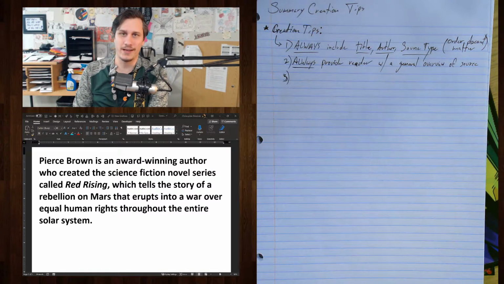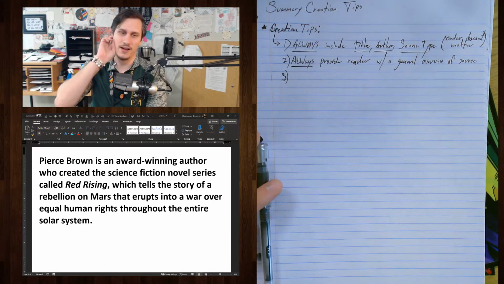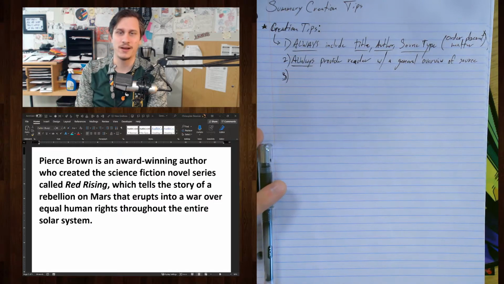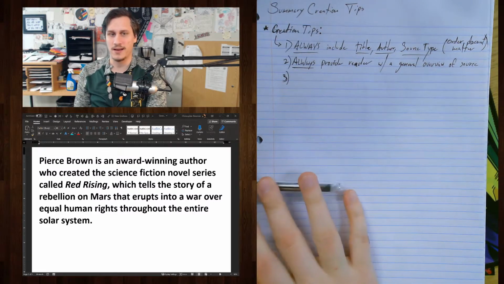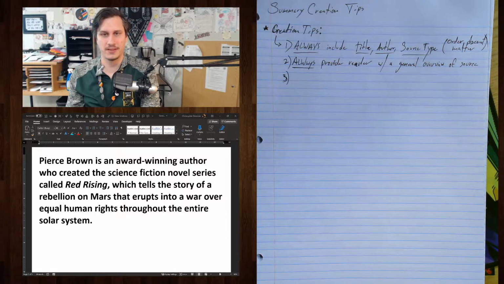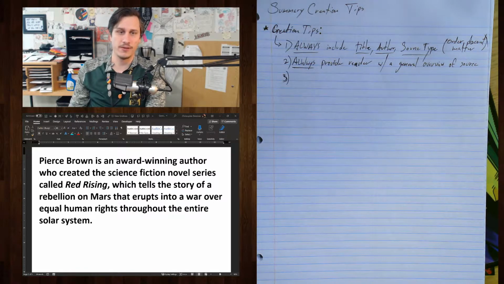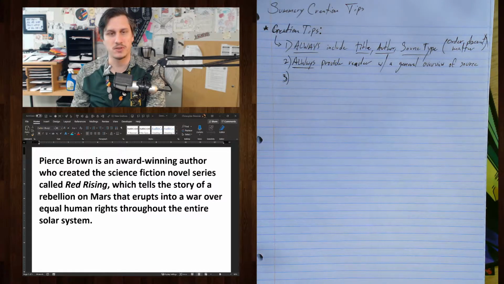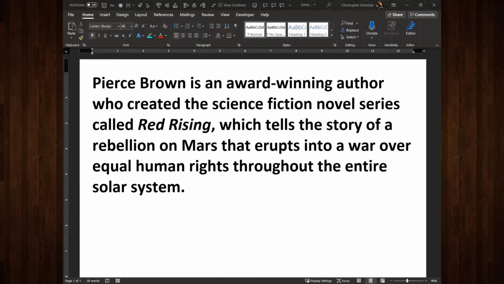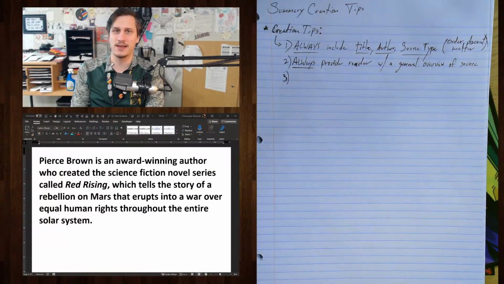You're always going to revise something that you create, and if you're an artist or a musician, you probably understand that mentality. Like, I could write this summary right now and then look at it tomorrow and be like, yeah, this is garbage, and then just rewrite the entire thing. Sometimes that's what it's like. So the example I have is this. Pierce Brown is an award-winning author who created the science fiction novel series called Red Rising, which tells the story of a rebellion on Mars that erupts into a war over equal human rights throughout the entire solar system. Good. It's a pretty solid first sentence. I didn't even actually get a word count on that one, but what is that, 39 words? Yep. All right. Lucky number.